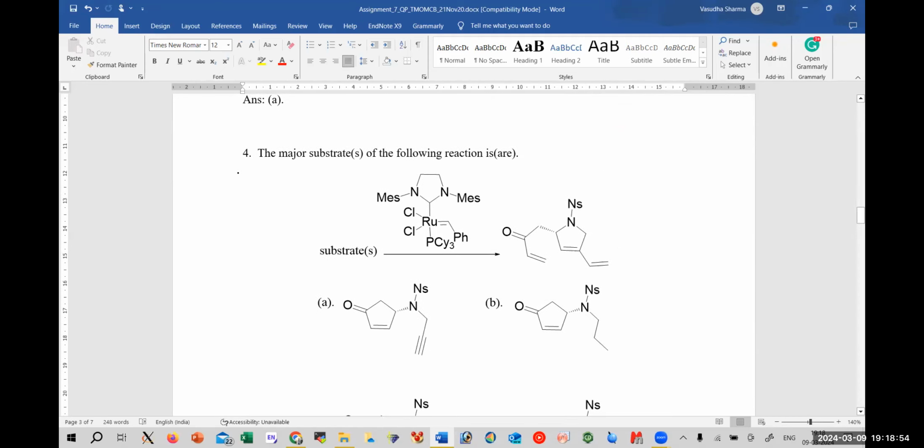Now, the major product of the following reaction is. We have the substrate, we need to find out the major substrates of it to form this particular system.